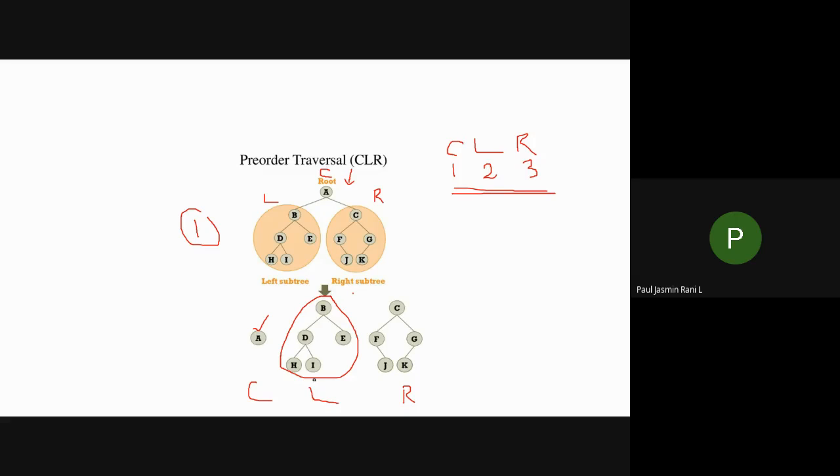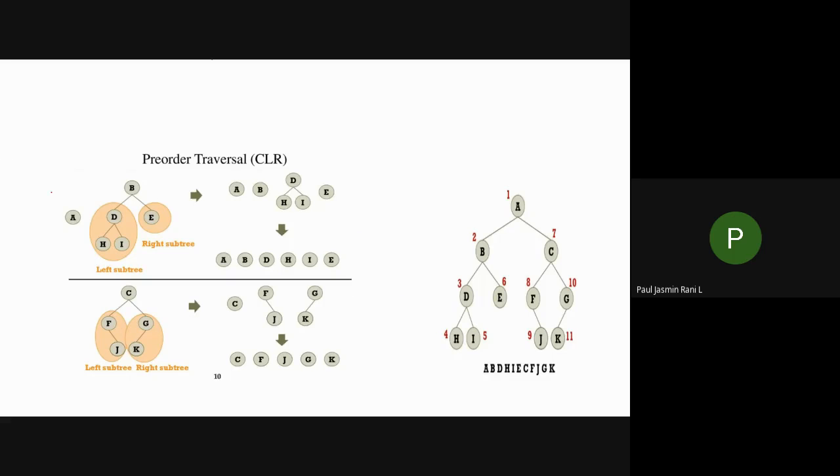So now this A is over. Now you have this particular left subtree. With this left subtree, again, it should be considered as a new tree. So now you are at this particular node, D node.